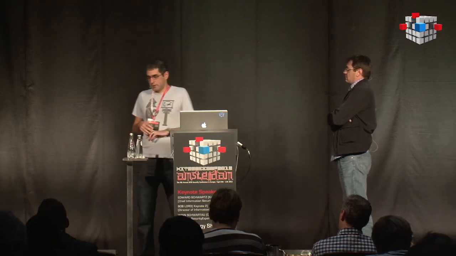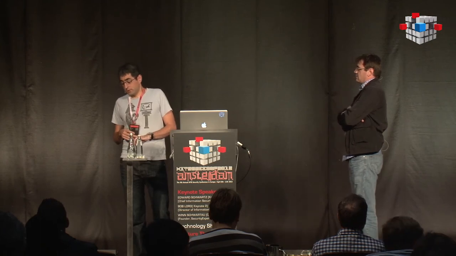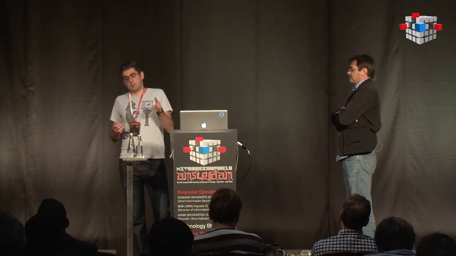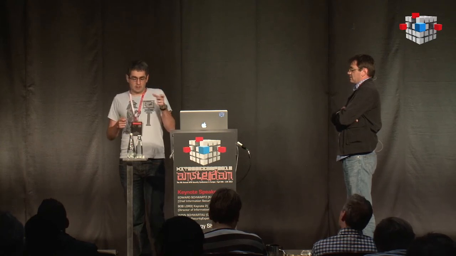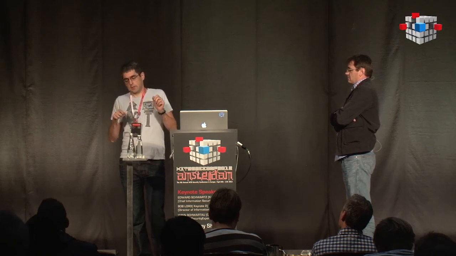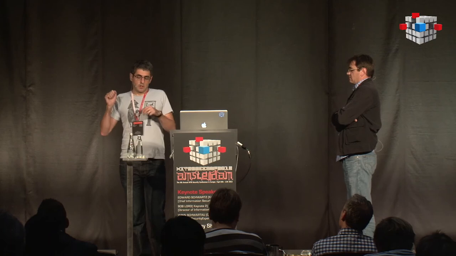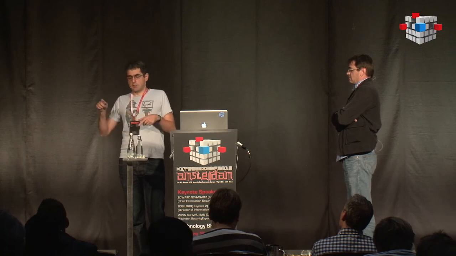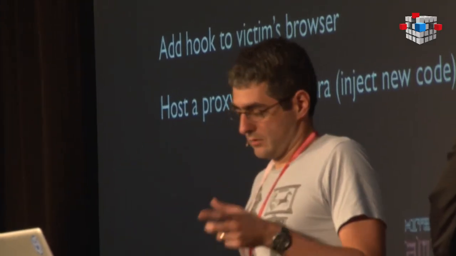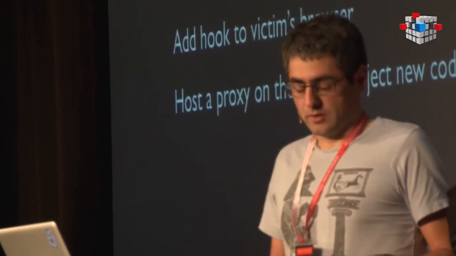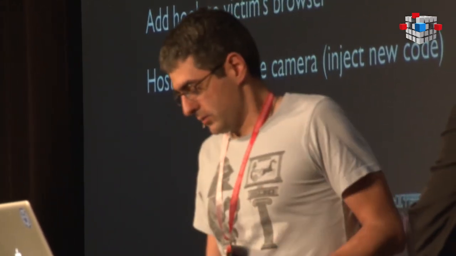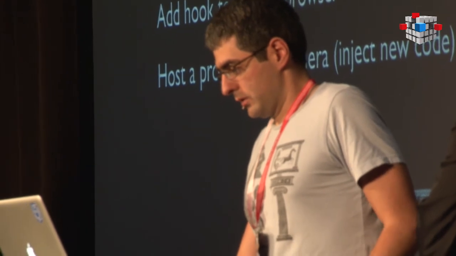And the last thing is we modify the camera firmware. We install a proxy server on the camera, and it's written in a way that if the legitimate user is opening a connection to it, then it forwards traffic to the legitimate application. But otherwise, it is used as a proxy. And Sergey will talk about it in more detail.